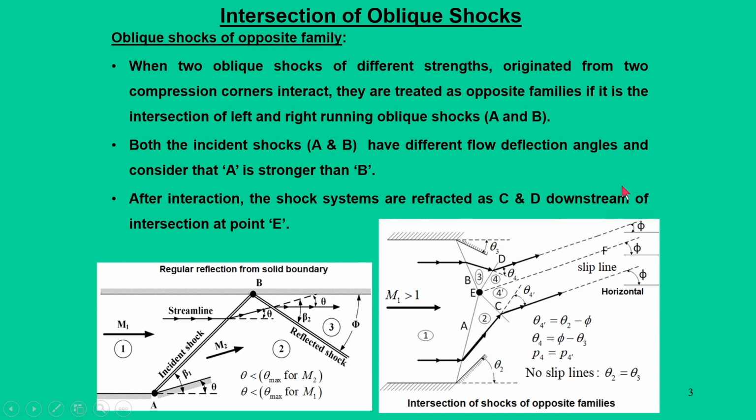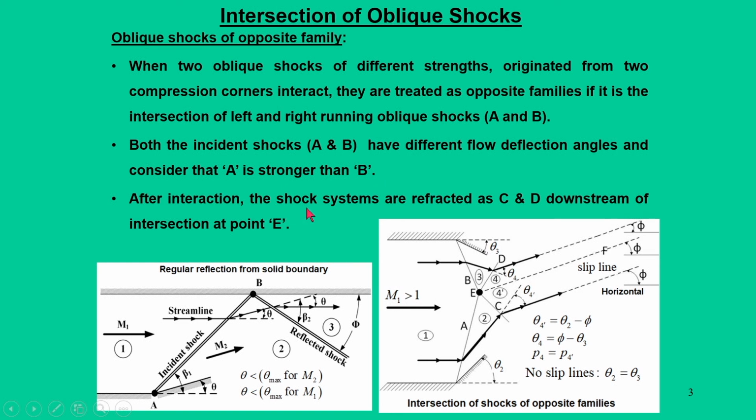So, whatever I have explained, I will just summarize in this bulleted form. When the two oblique shocks of different strength originated from the compression corner interact, they are treated as opposite families, if it is an intersection of left and right running oblique shocks, and in this case it is A and B. Both are called incident shocks, and they have different flow deflection angles, and theta 2 in this case is higher than theta 3. So, we can say here the shock A is stronger than shock B.